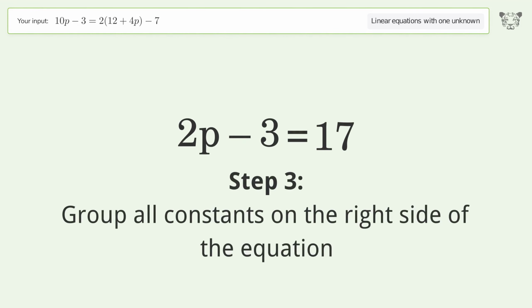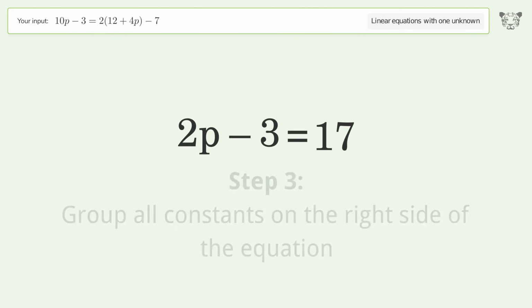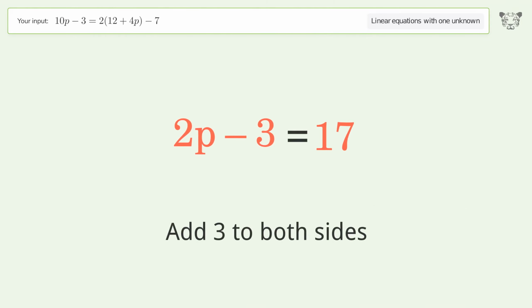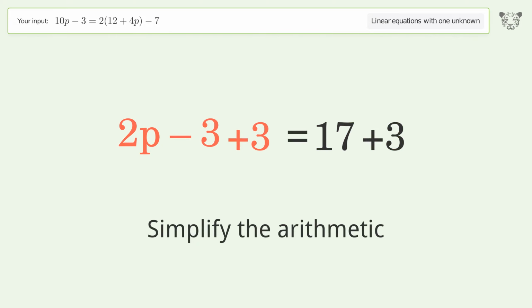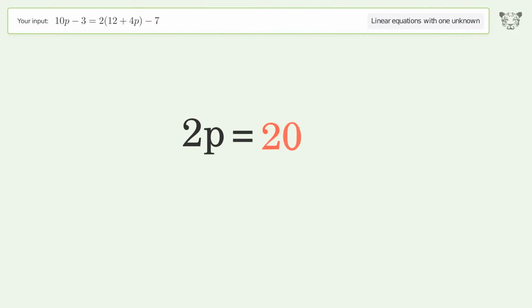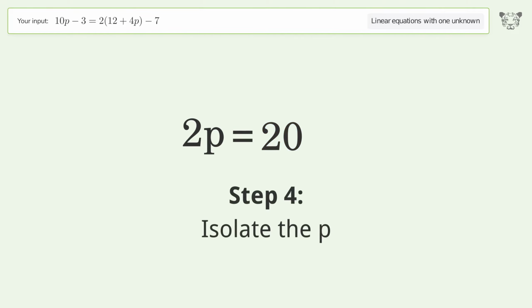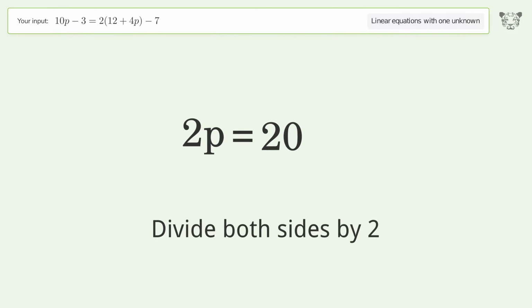Group all constants on the right side of the equation. Add 3 to both sides. Simplify the arithmetic. Isolate the p. Divide both sides by 2.